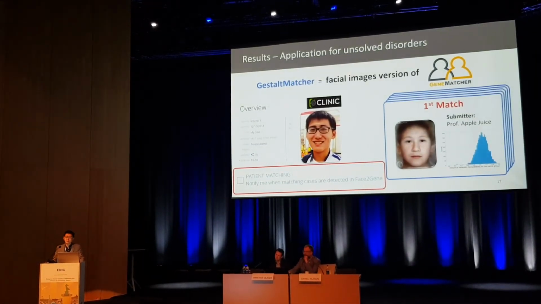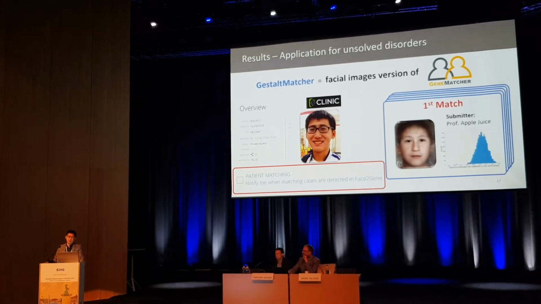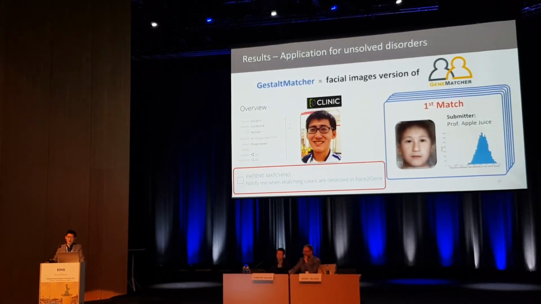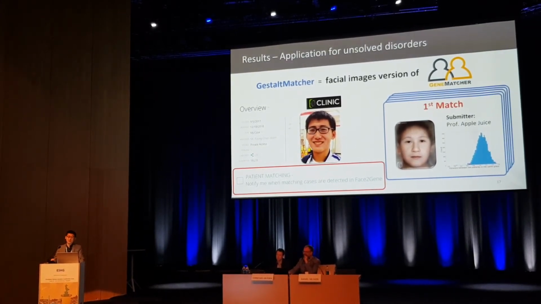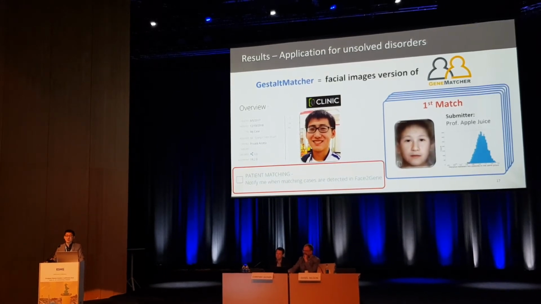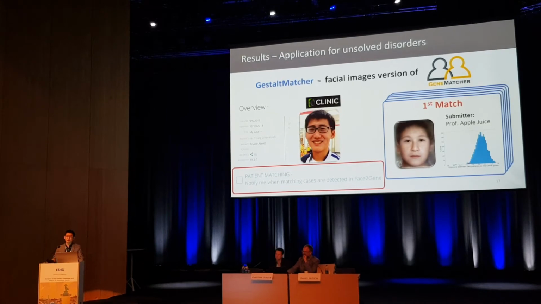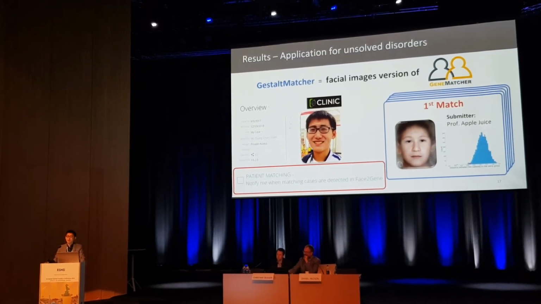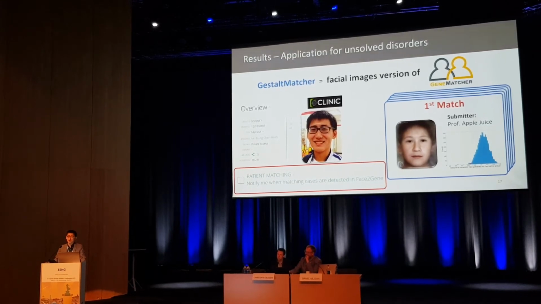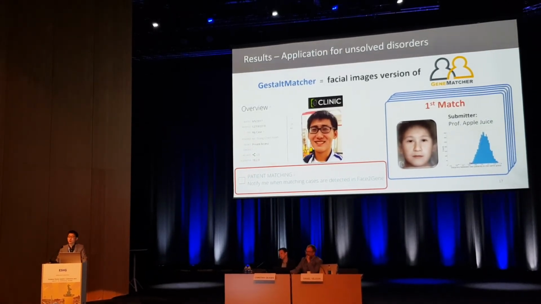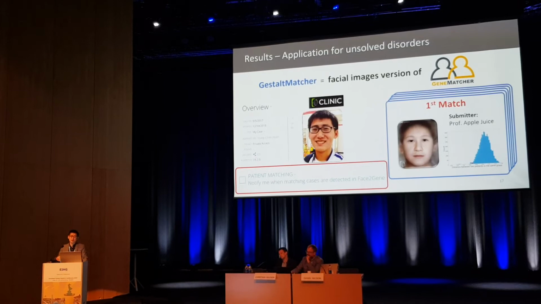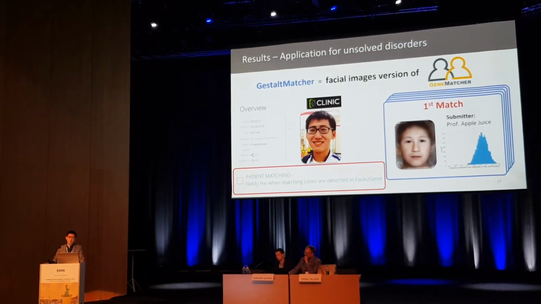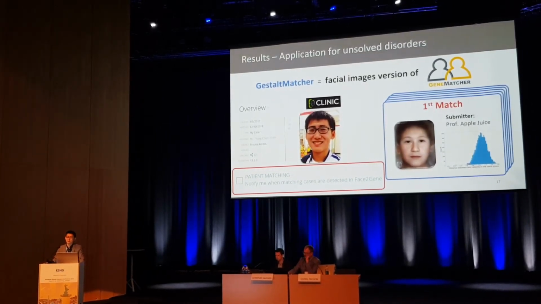And then if the patient can match in the space by the facial photos, then the clinicians can contact each other and discuss the similar mutation and further explore the unknown genotype-phenotype association. So I think some of you might already be familiar with GestaltMatcher, which is widely used to match patients by the genomic data. So here you can think of GestaltMatcher as a facial image version of the GestaltMatcher.